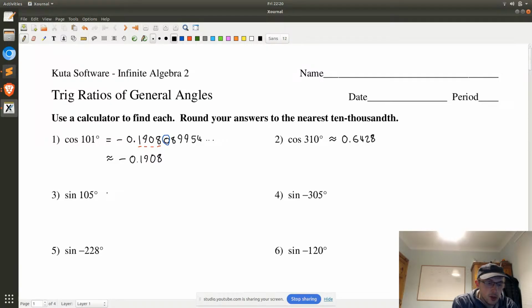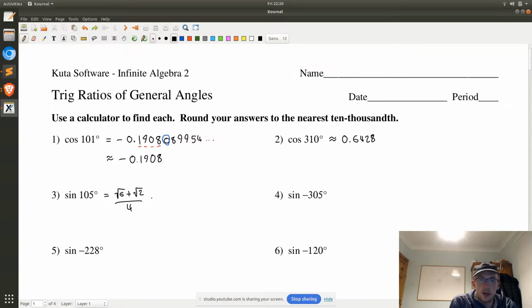Sine of 105 degrees. We have an exact number: root 6 plus root 2 over 4. You may notice that 105 is 60 plus 45. And sine of 60 and sine of 45 are two exact values. They're two things that you know. And you can actually deduce what this is using the angle addition formula. But that's to come later.